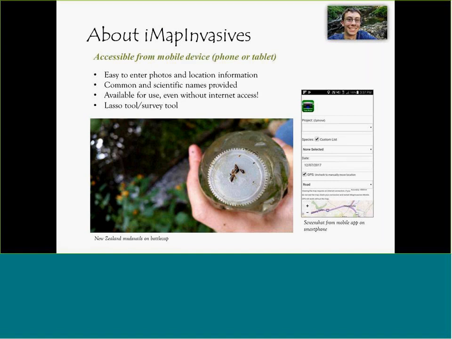The app is very useful because it allows you to take pictures on the site with the click of your phone, as you can see on the screenshot in the bottom right-hand corner here. You just take a picture of the plant or organism you're looking at. In this case, we're looking at New Zealand mud snail, which was taken on top of a white bottle cap. That white background makes the flat shell of the snail really stand out.